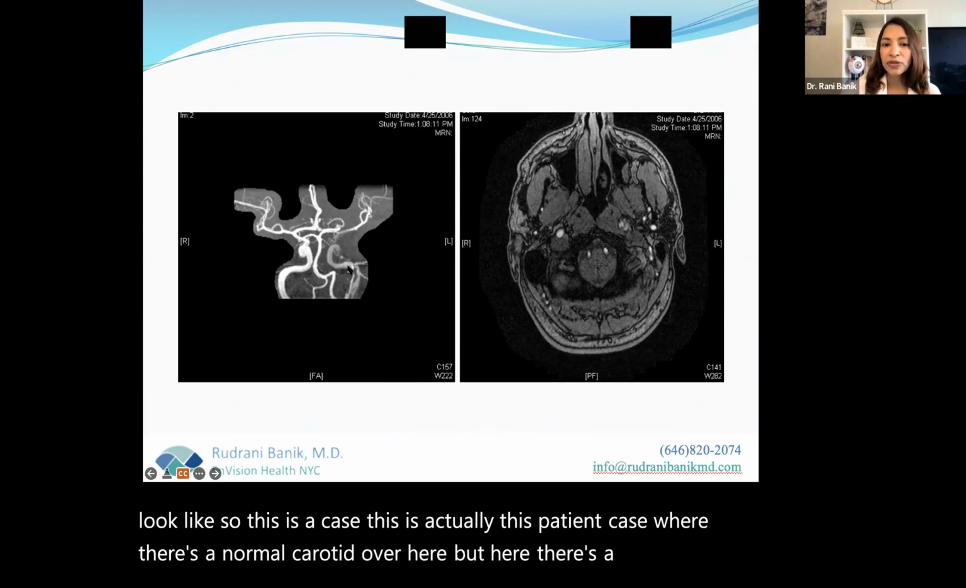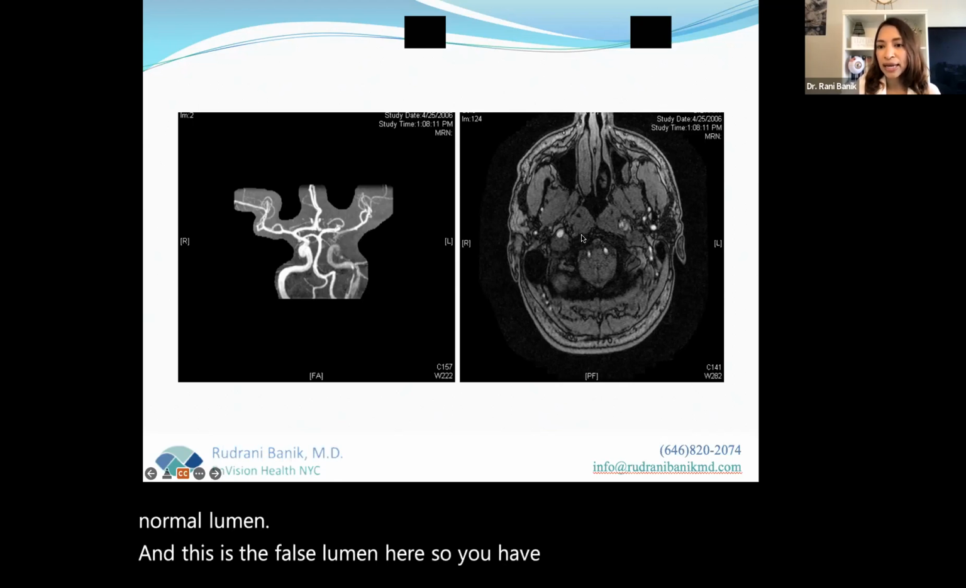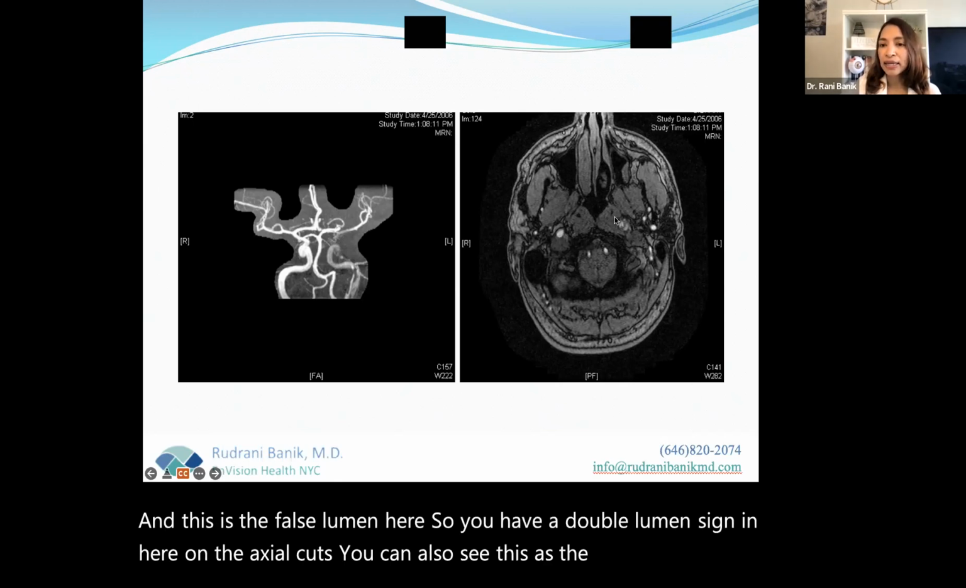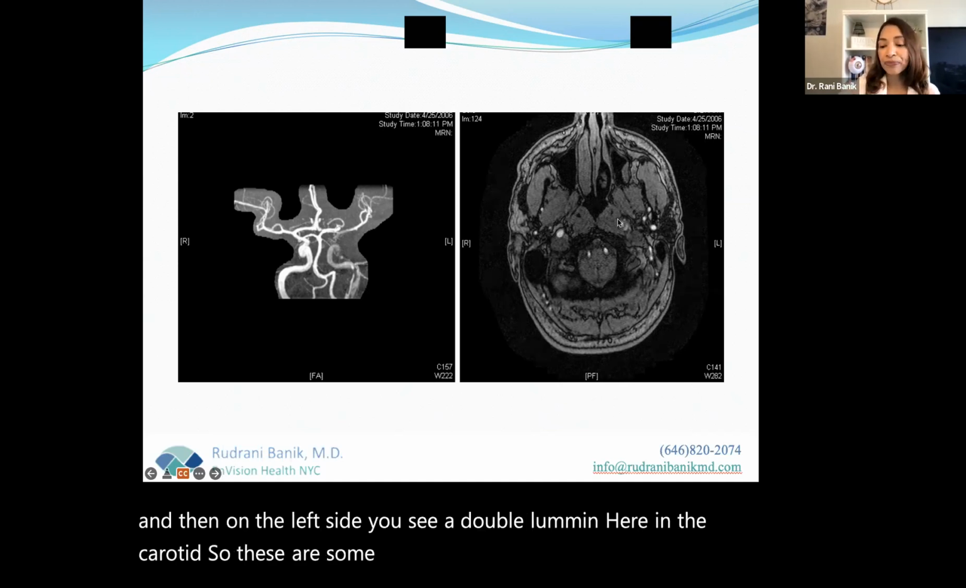So you see decreased flow, but also there's a string sign. This is the normal lumen, and this is the false lumen here. So you have a double lumen sign. And here on the axial cuts, you can also see this is the normal right side. And then on the left side, you see a double lumen here in the carotid. So these are some neuroradiographic findings of a carotid dissection.